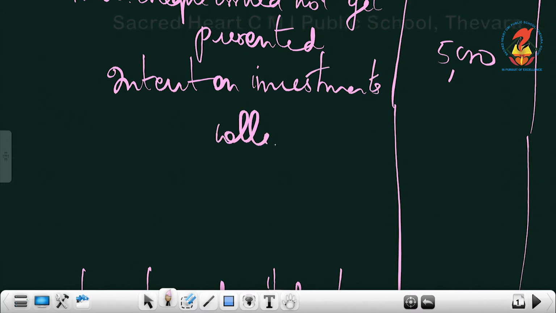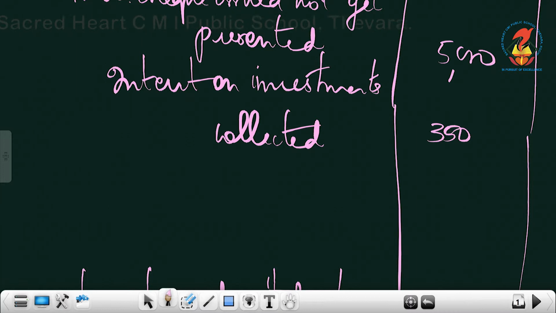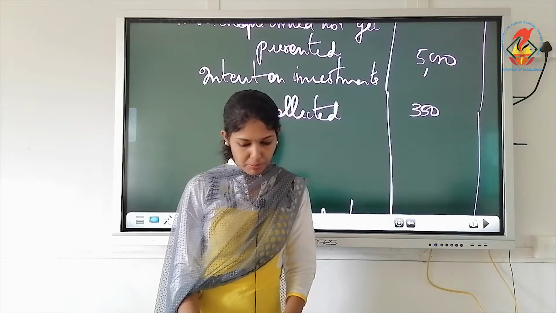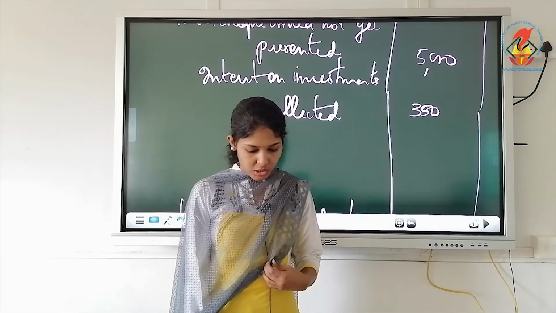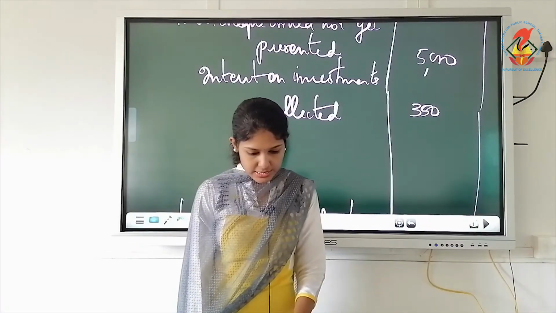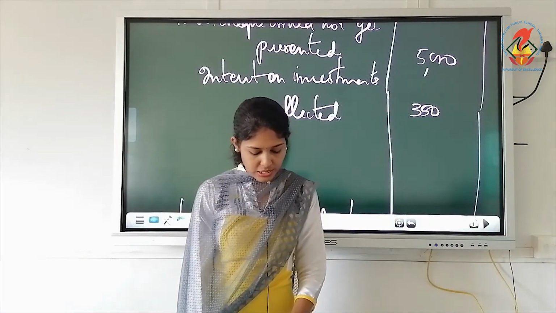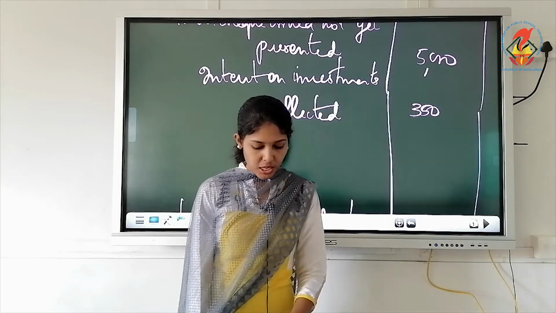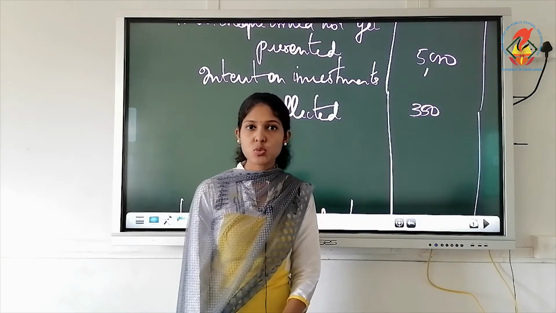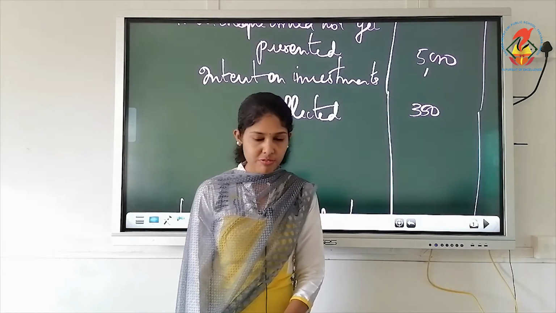Interest on investments collected, 350, you add. Then bill of rupees. Okay, that final transaction is new for you. Bill of rupees 10,000 was retired by the bank. Retired means paid by the bank under a rebate. Rebate means a discount of 150.